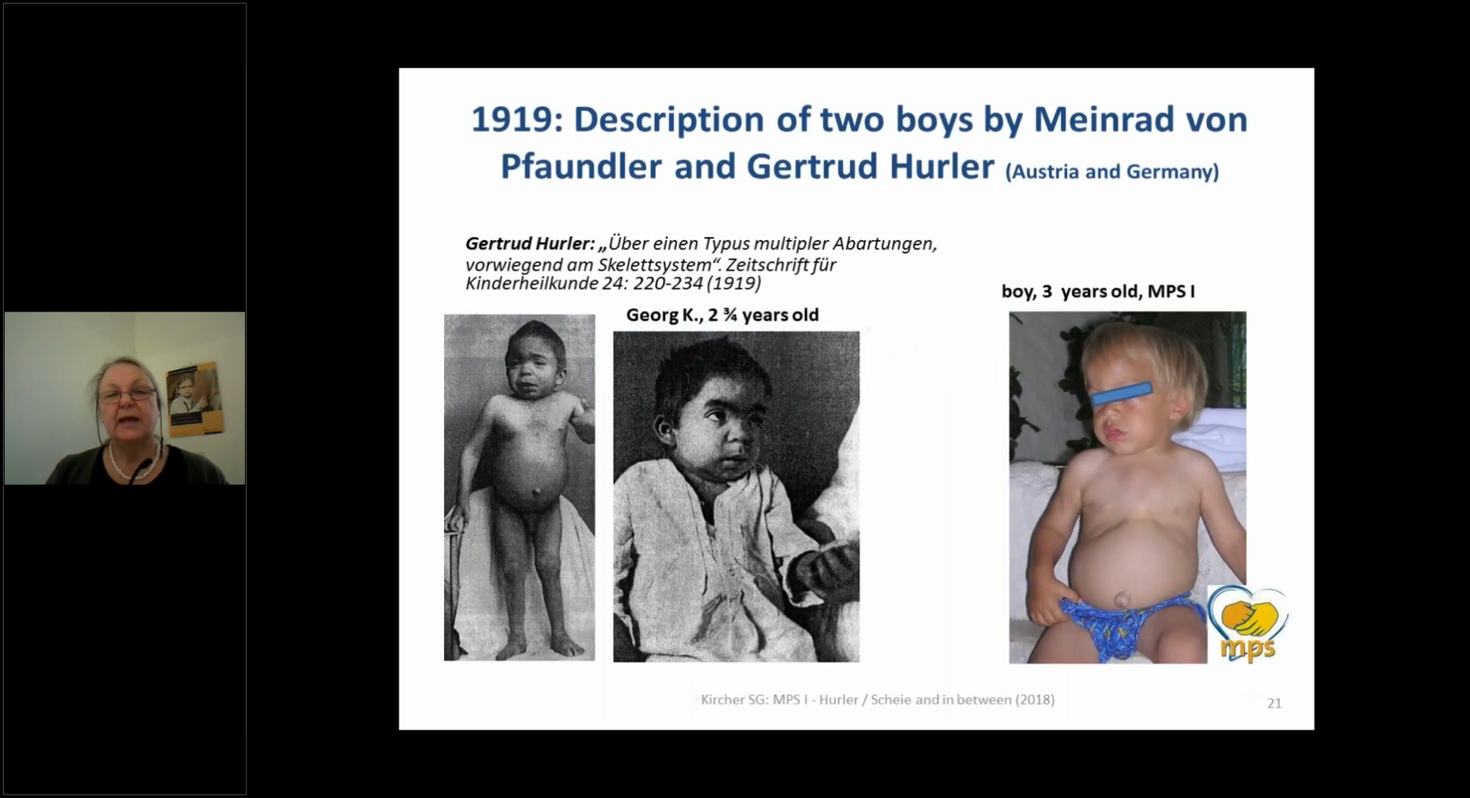MPS I was described 100 years ago by two medical doctors, Meinrad von Pfaundler and Gertrud Hurler. This is why we often say Hurler, and they were from Austria and Germany, and they described two boys you see on the left side of the pictures. These boys were very specific, with a very big abdomen due to hepatosplenomegaly, an umbilical hernia, a big head, a short neck, and here you have it too. And if you compare it to a patient we have now, it is very similar.